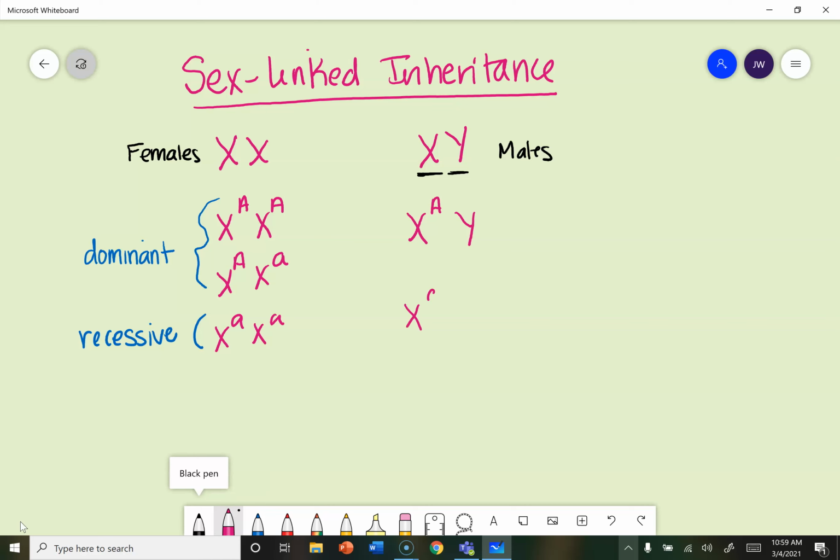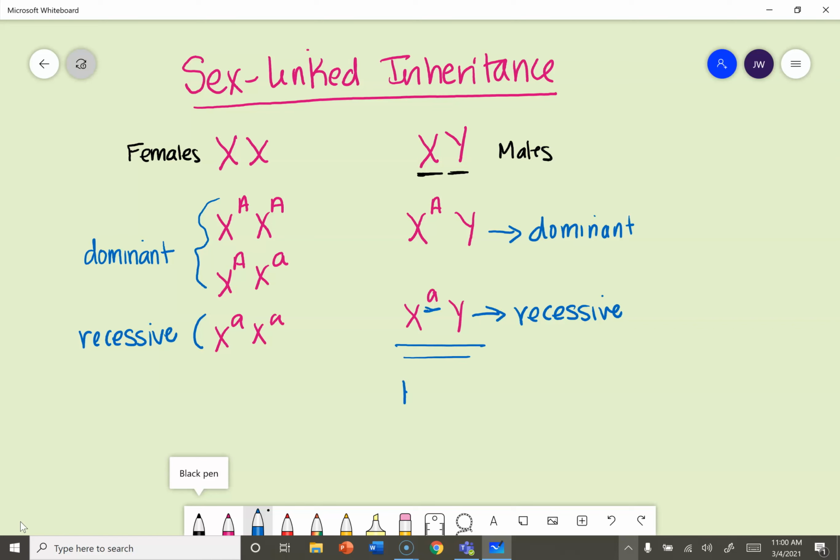Now, let's say that this male has the recessive allele on his X chromosome. Again, that Y chromosome doesn't get the A allele because it doesn't have the same type of genes. So this male that has the dominant gene is going to have the dominant phenotype. This male, even though he only has one recessive allele, is going to have the recessive phenotype. And that's because there's only one option. He only gets one allele. This situation is something called hemizygous. Hemi meaning half. He only has half of the proper number of alleles.